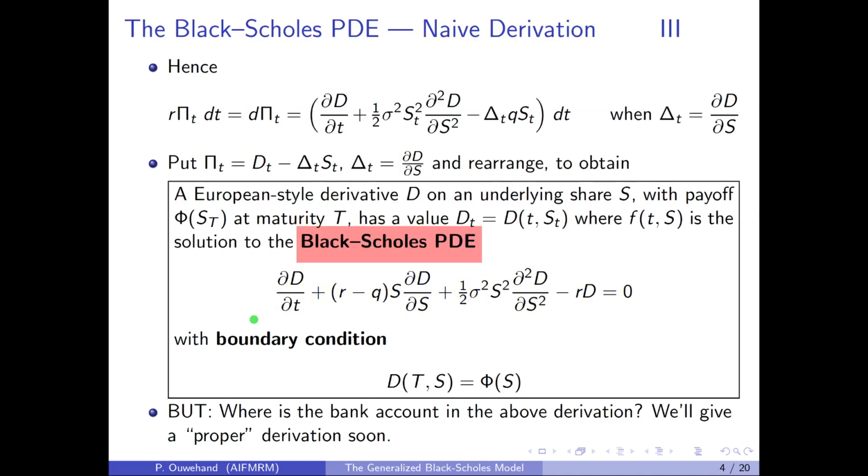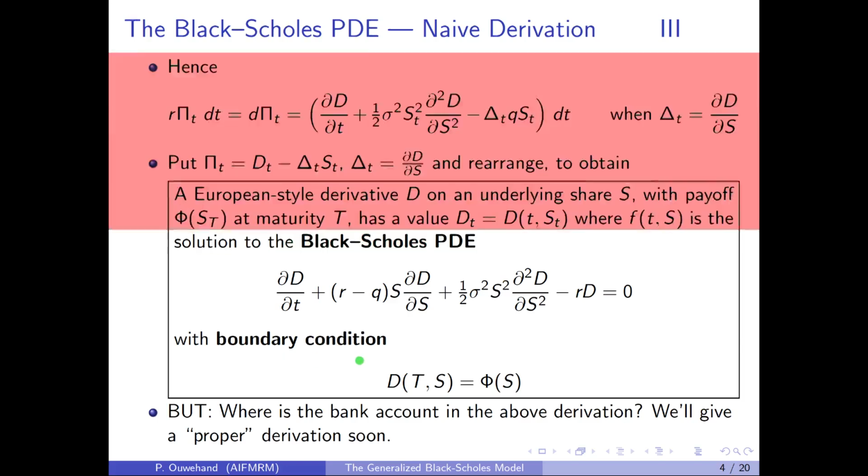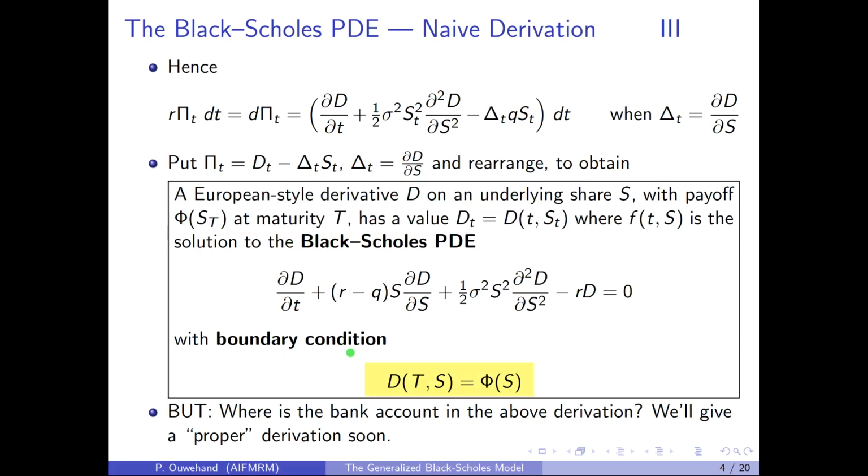This is the Black-Scholes PDE, and it has a boundary condition, which is a terminal condition, namely the value of the derivative at the maturity or expiry capital T, when the stock price is S, is just equal to the payoff phi of S.